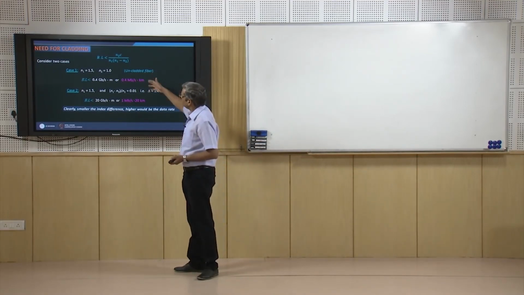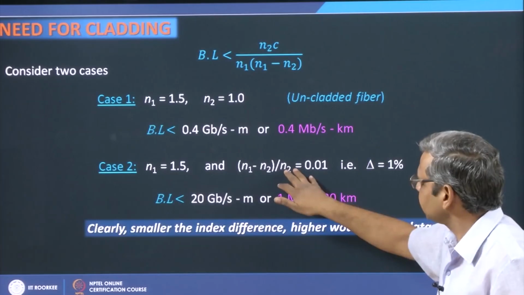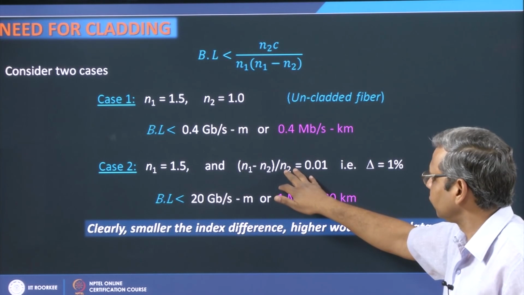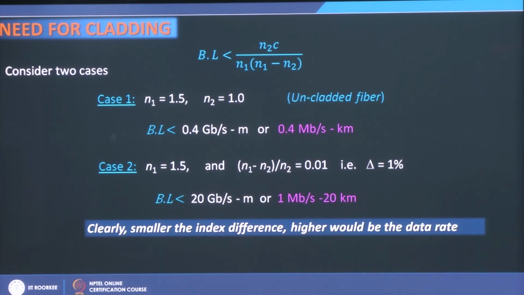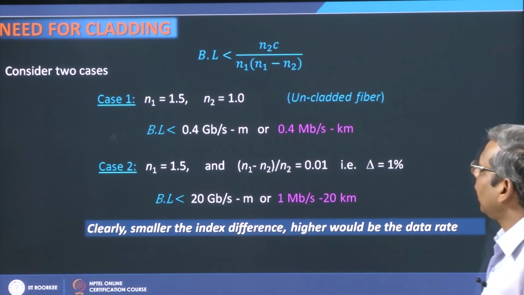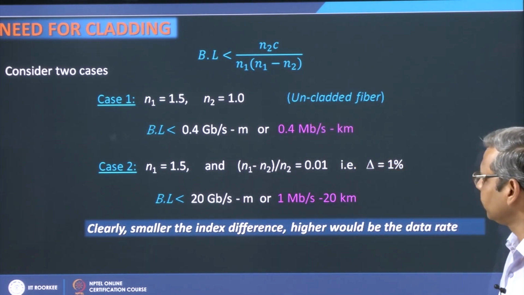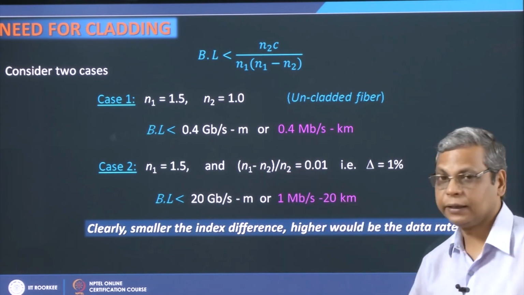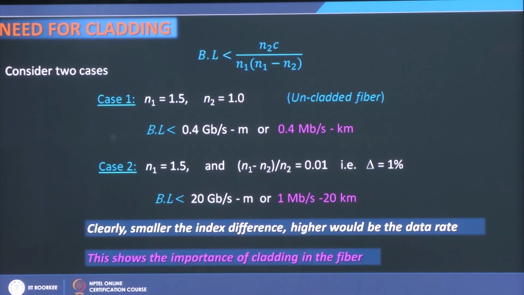So, what I see here is that smaller is the index difference between the core and the cladding, higher would be the data rate. Okay. Higher would be the data rate. That is why I cannot use unclad fiber. I cannot use unclad fiber, and I need a cladding to have a telecom fiber. So, this clearly shows the importance of the cladding in the fiber.